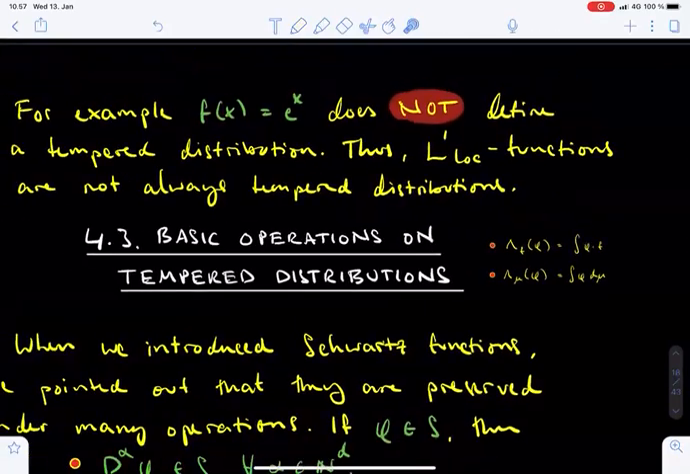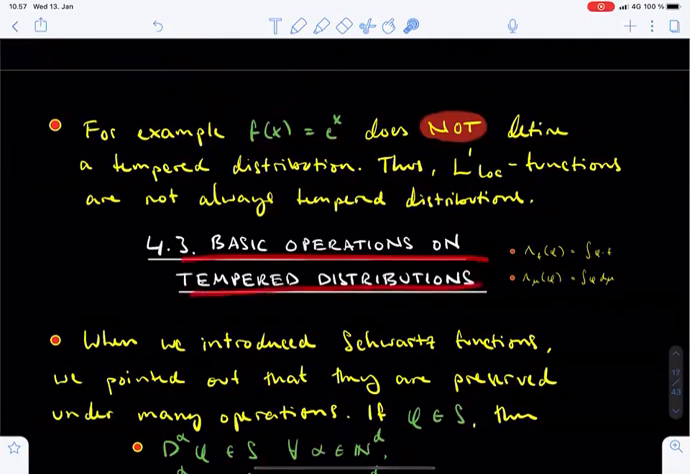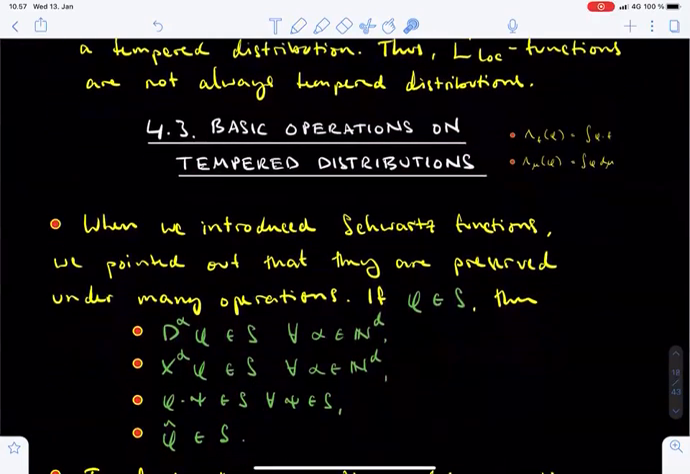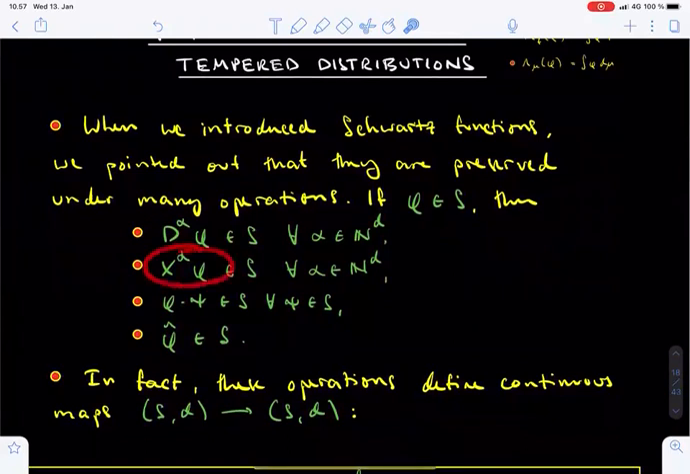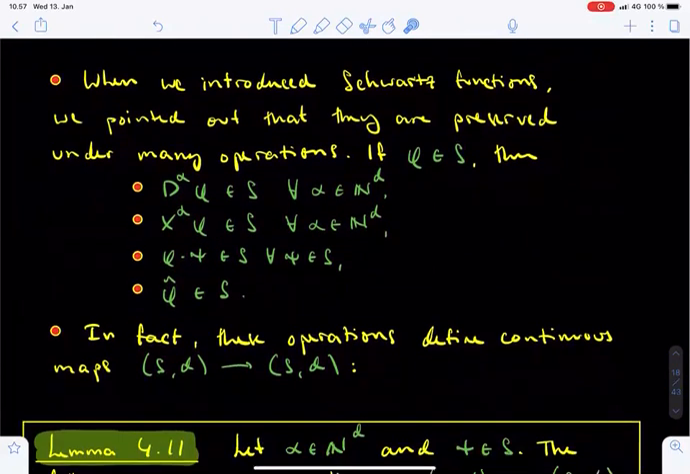In this lecture, we discuss a few basic operations on the space of tempered distributions, one of which is the Fourier transform. Recall that quite soon after we had introduced Schwarz functions, we observed that they are preserved by the following operations. If phi is a Schwarz function and alpha is a multi-index, then ∂^alpha of phi is again a Schwarz function. x^alpha times phi is a Schwarz function. The product of phi with another Schwarz function psi is again a Schwarz function. And last but not least, the Fourier transform of phi is a Schwarz function.